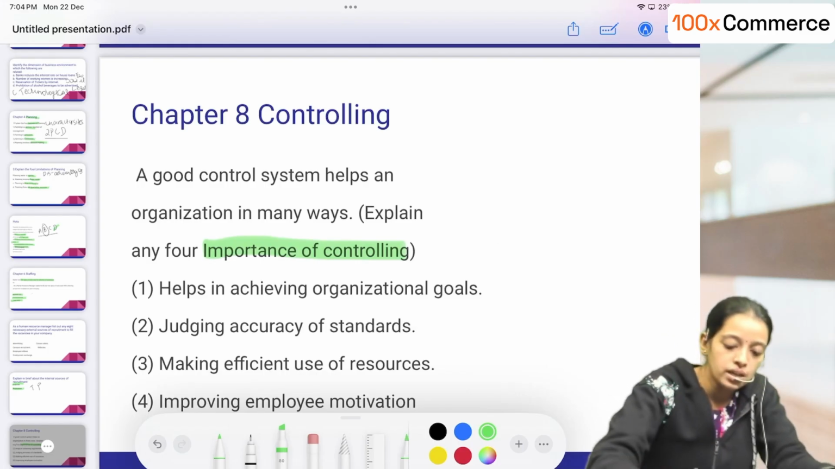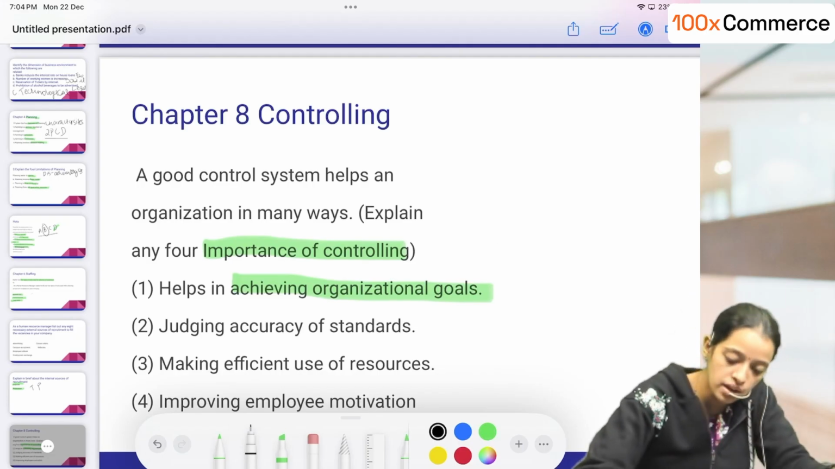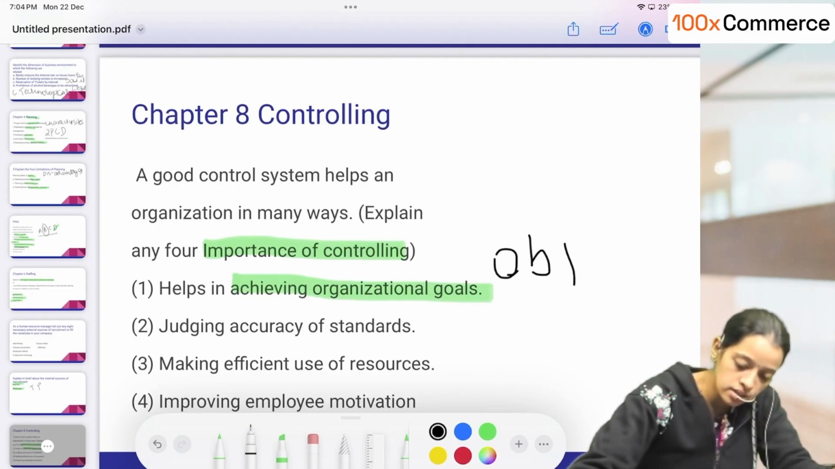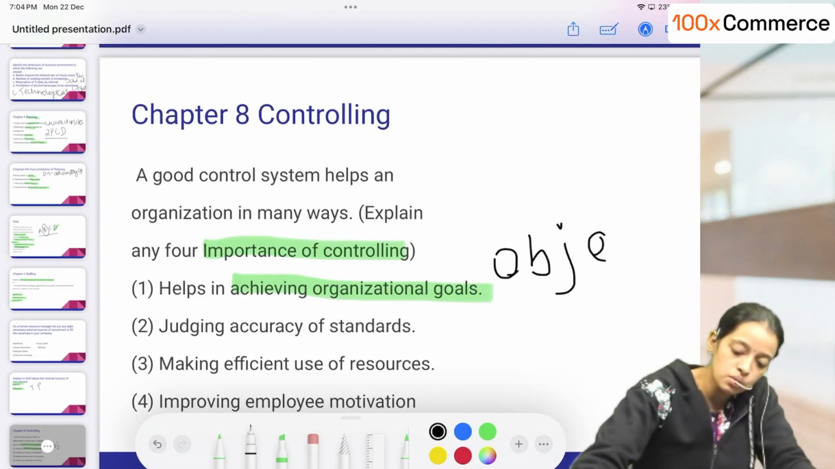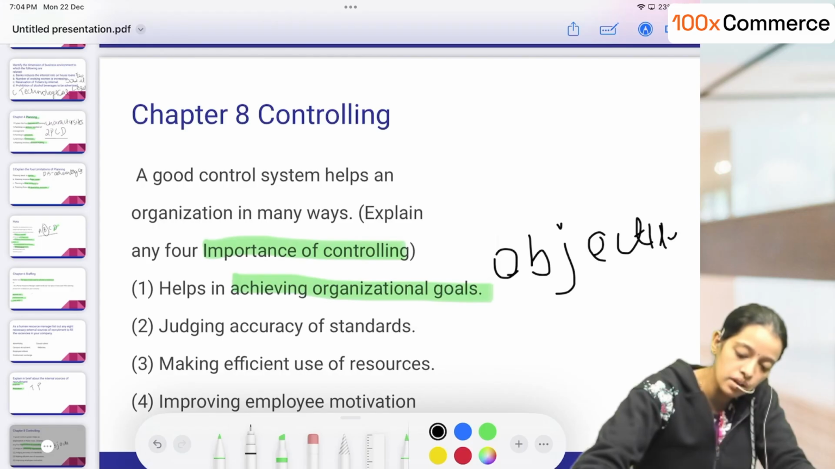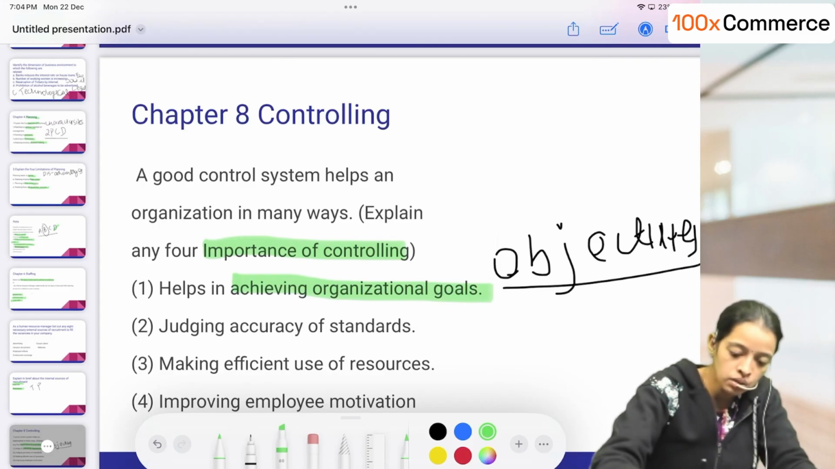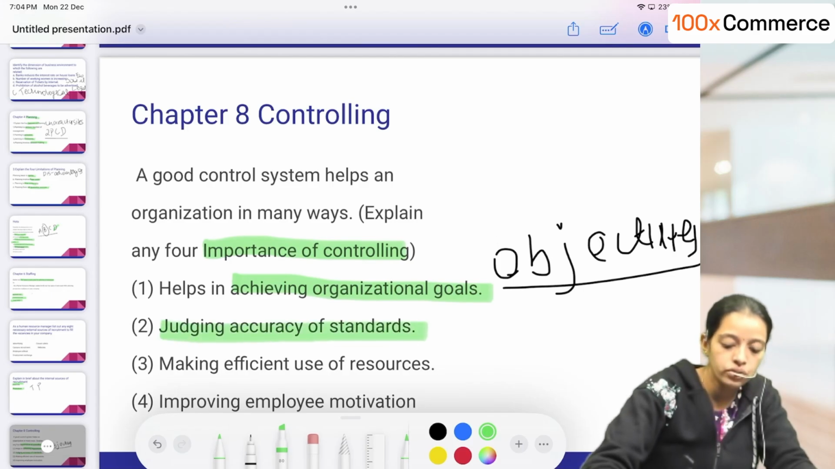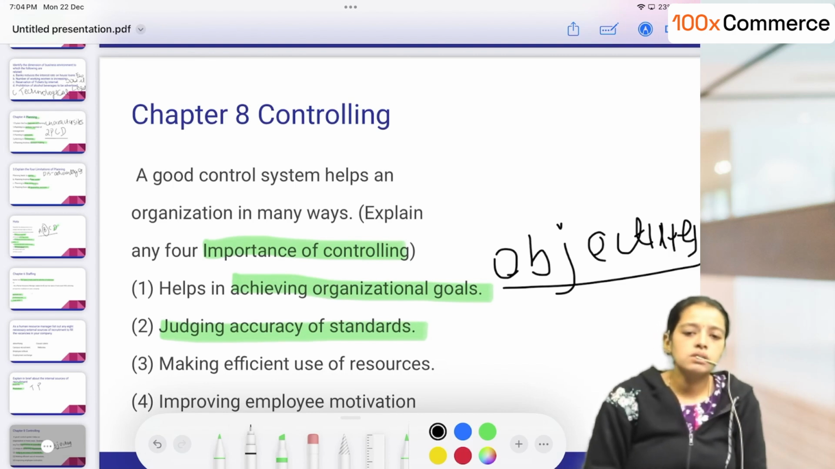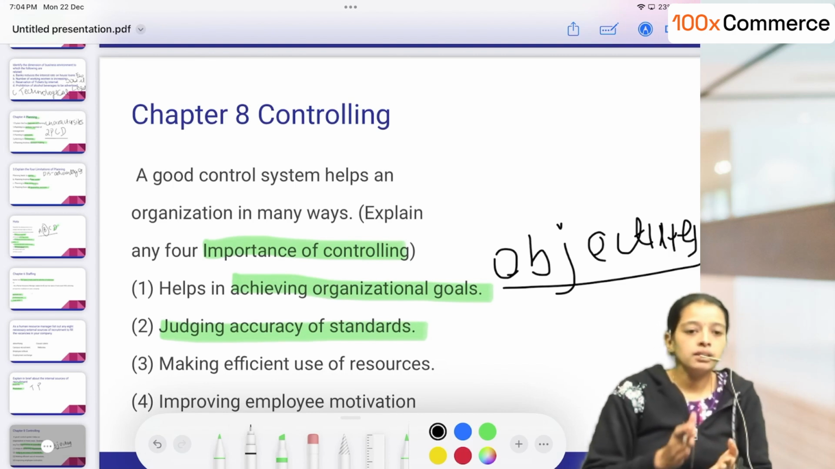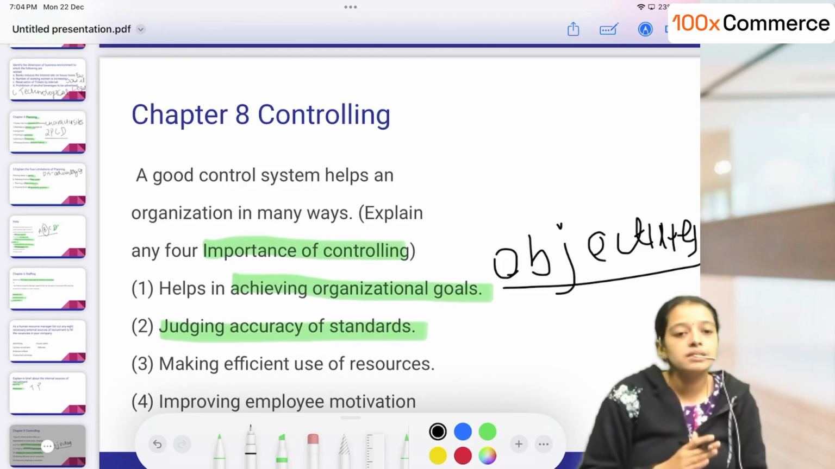First of all, it helps in achieving the organizational goal. As I told, every organization has certain objectives. To achieve those objectives, definitely this will be very helpful. Next, it will help in judging the accuracy of the standard that has been set up. Controlling is about checking whether the said work is done according to the standard that has been set up or not.